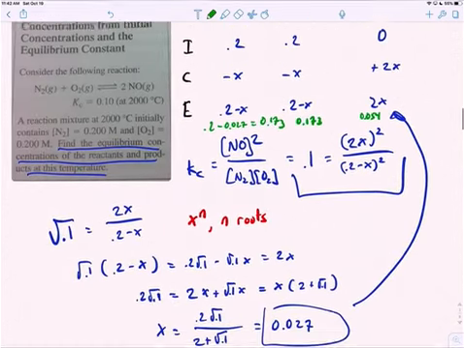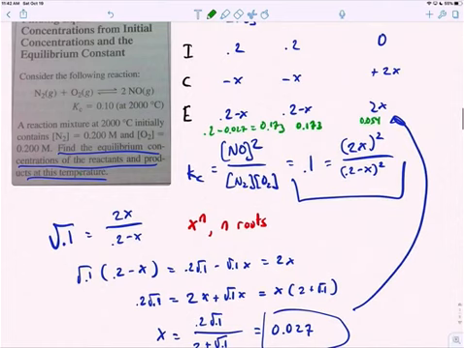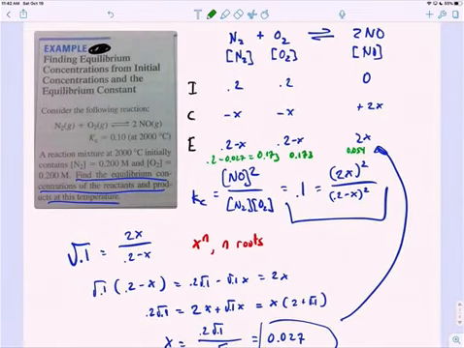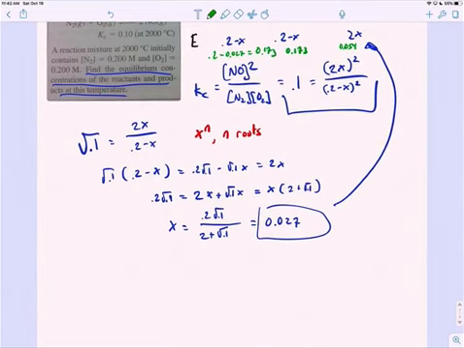So what you're doing is you're applying that x variable to your ICE chart. The equilibrium is 0.2 minus x for nitrogen and oxygen, and 2x for nitrogen monoxide. What you can do now is do a check. We know the Kc. Kc is 0.1.